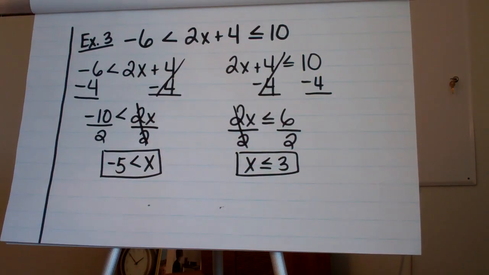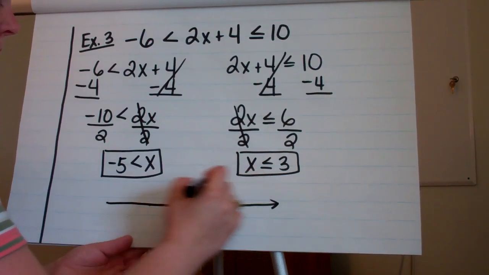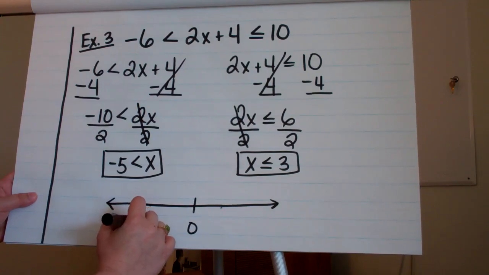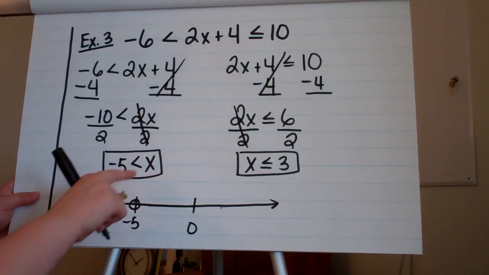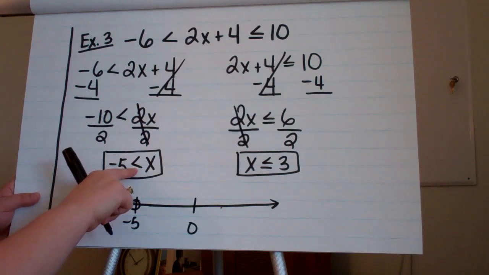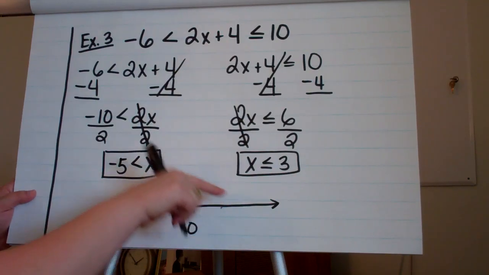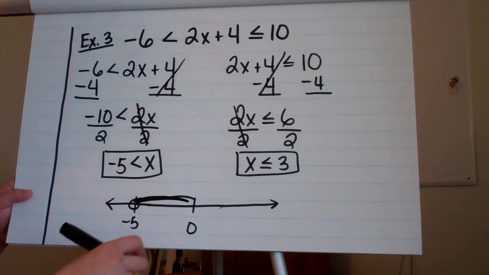All right. So now, graphing that on the same number line. Here's 0. Here's negative 5. Open circle at negative 5. And this says negative 5 is less than x. So x has to be bigger than negative 5. Bigger is this direction. And I'm going to hold off on my arrowhead.